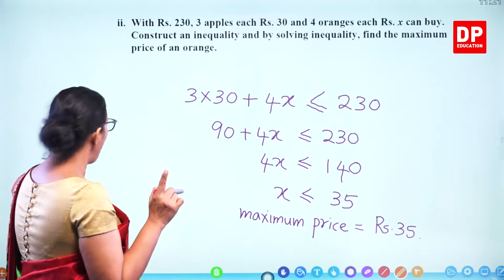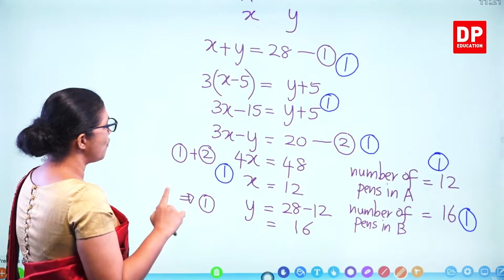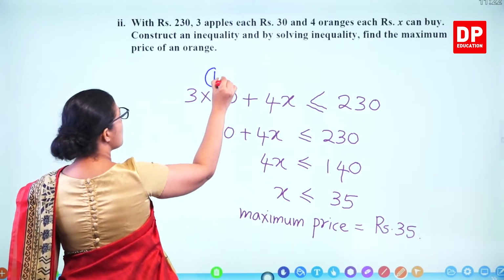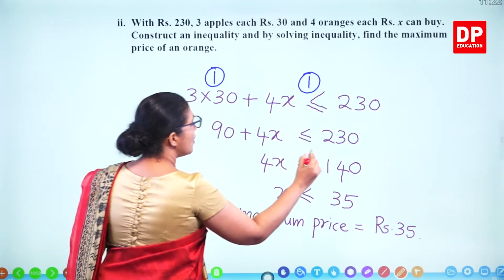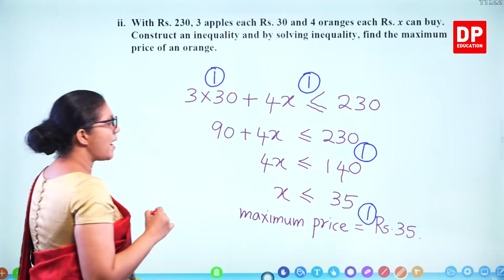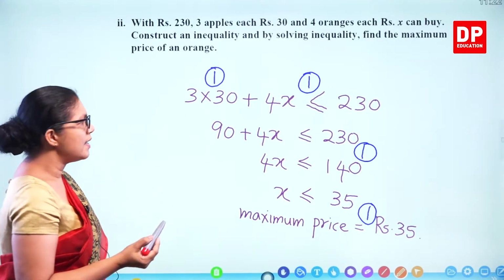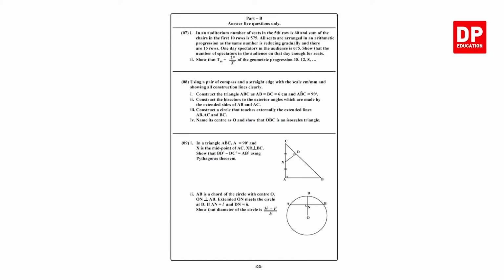So you get marks for 4. In this one, 4 marks, because we have already given 1, 2, 3, 4, 5, 6. So 4 marks. So writing down this one, 1, 2, solving 3, and writing down the maximum value 4. So altogether 10 marks for this question. Now you can start part B.